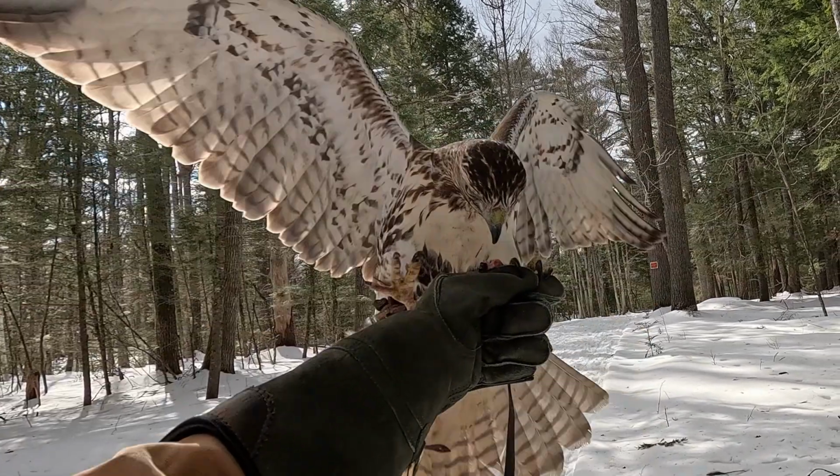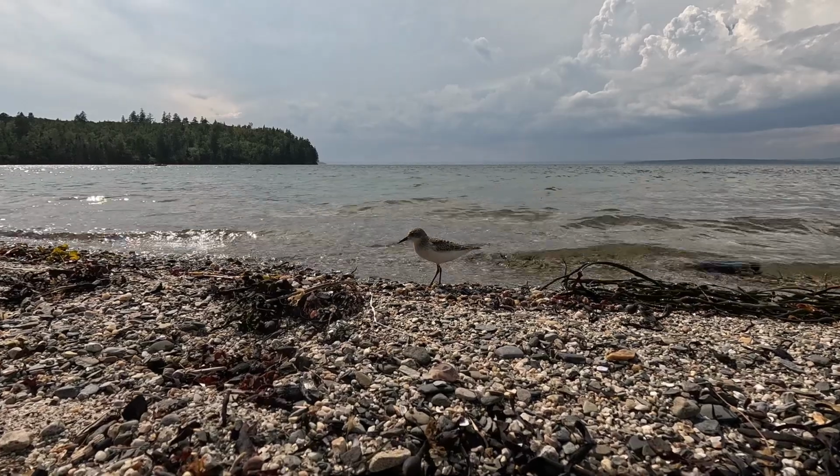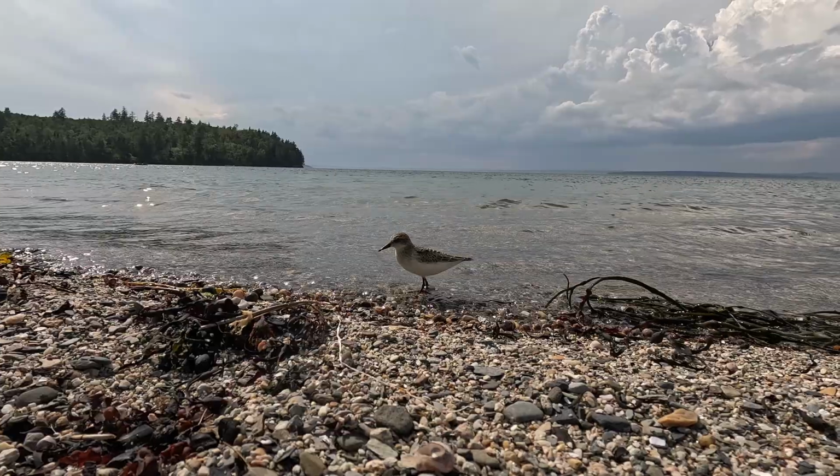And then you have high-speed wings, like falcons and swifts and plovers, and these are more pointed, and they're not as long as a high aspect ratio wing. And this allows them to be extremely maneuverable and be able to fly extremely fast.